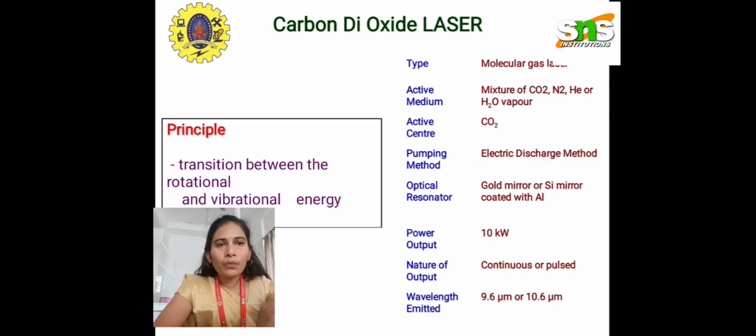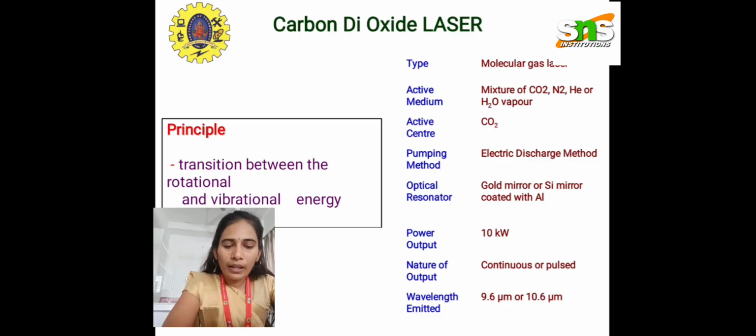The principle of this laser is the transition between vibrational and rotational energy levels, which leads to the construction of the molecular gas laser. Here, nitrogen atoms are initially raised to the excited state. The nitrogen atom delivers the energy to the CO2 atom, which has a close energy level to it. Then the transition takes place between the vibrational energy levels of the CO2 atom, and hence the laser beam is emitted. These are the principles of the CO2 laser.